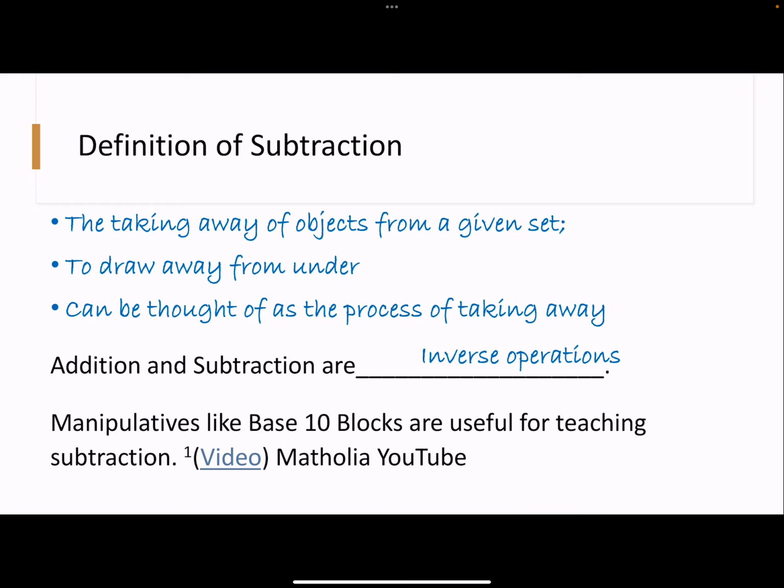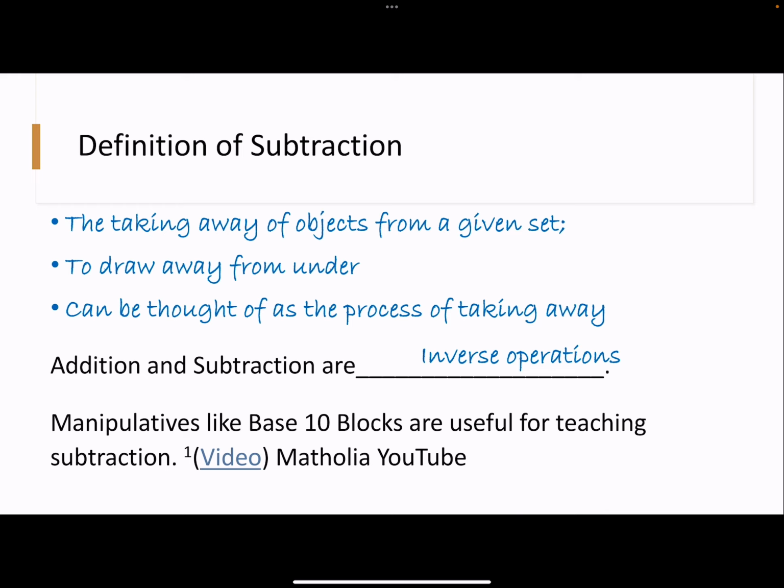Addition and subtraction, the reason that we teach them back to back is because they are inverse operations of one another. This is going to be important as the elementary student continues to grow and to get into more advanced math classes. They'll be learning that addition and subtraction being inverse operations, that we use that concept in order to solve equations later on.